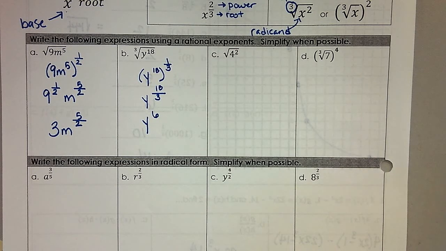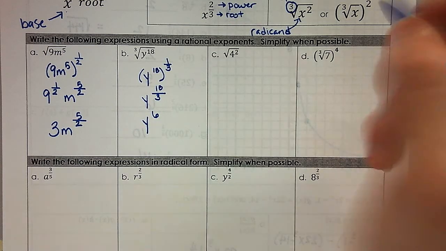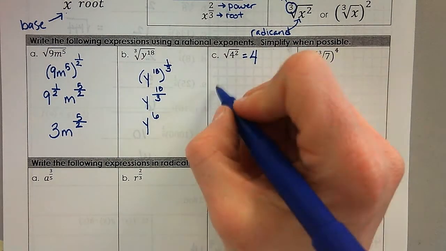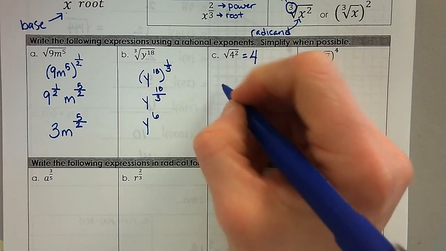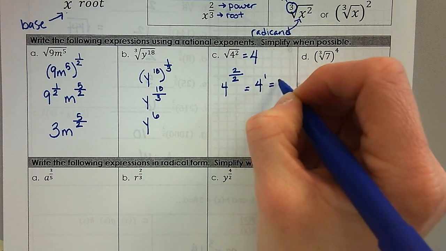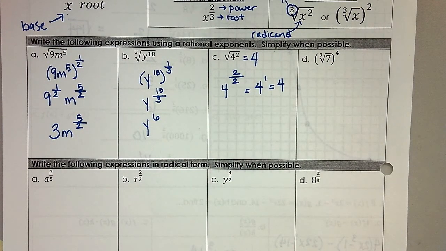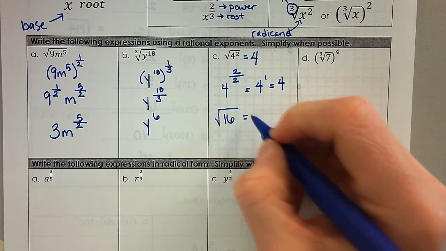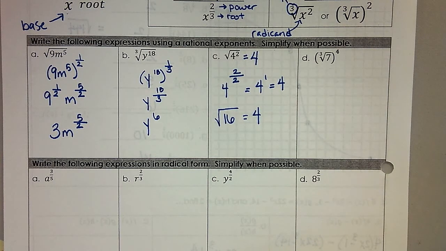All right, looking at C. Can we simplify that without doing anything? What's my index? 2. Change it with the power over the root. 2 over 2 is 1. 4 raised to the 1st is 4. What's another way to look at it? What's 4 squared? 4 squared is 16. What's the square root of 16? 4. It's not going to work for all of them. If it's a 2 and a 2, it'll always work. The next problem doesn't have a 2 and a 2. If it had a 3 and a 3, it would work.